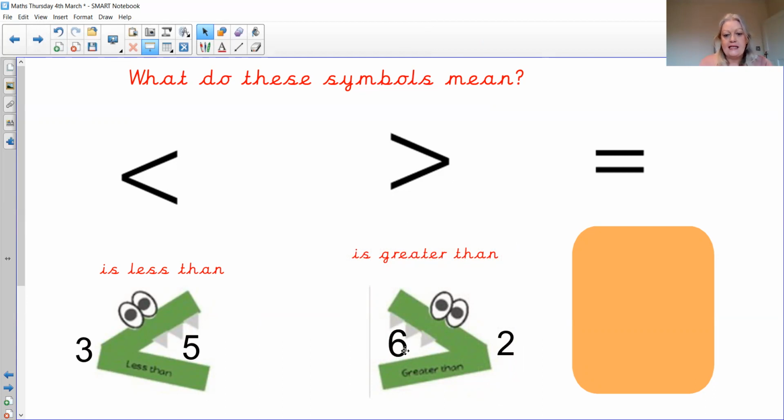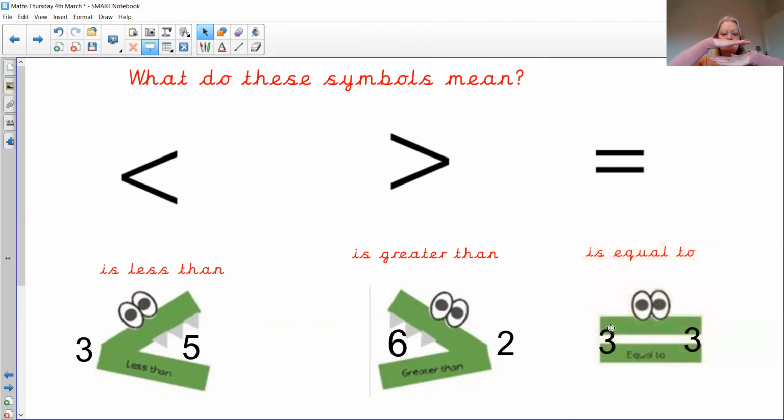So I've got 6 is greater than 2, because 6 is the bigger number. Could you repeat that for me? 6 is greater than 2. Ready? 6 is greater than 2. Now this last one, you should have got that straight away. It's our equals. It means they are the same. It's the same value. So here we have 3 is equal to 3, because 3 and 3 are the same.